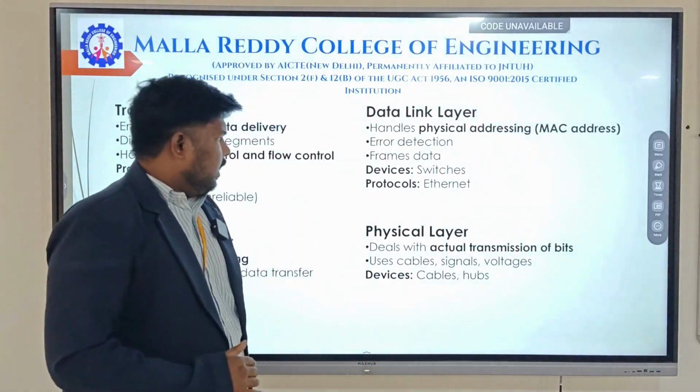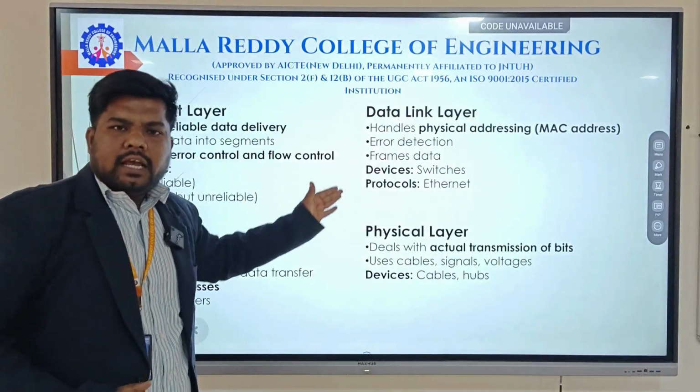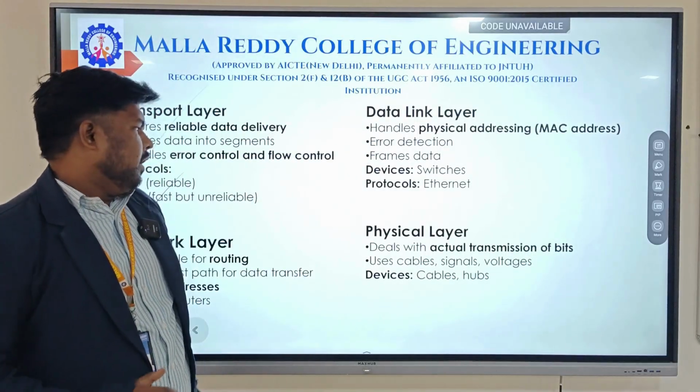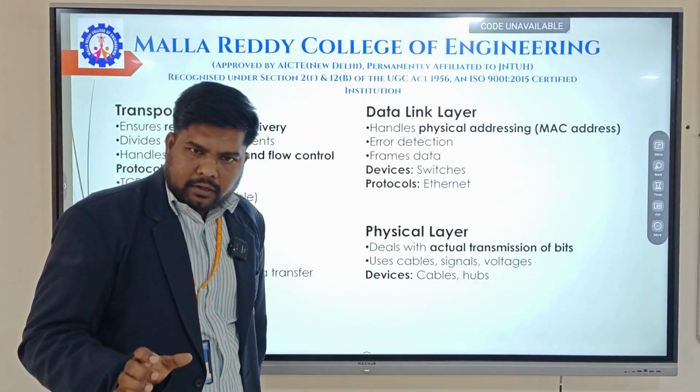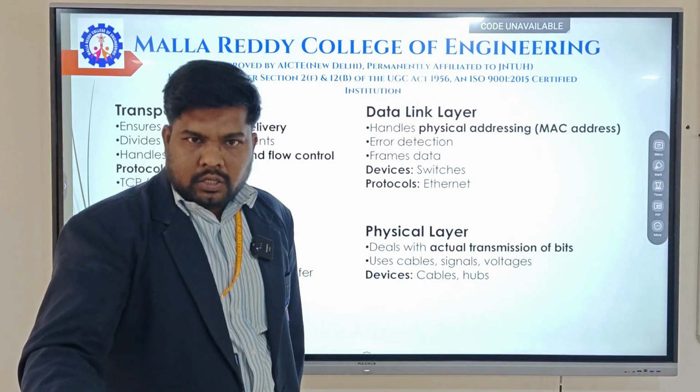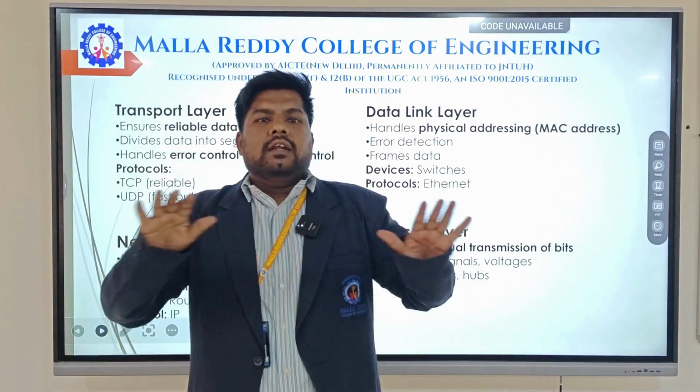Now coming to the physical layer. In the data link layer, the data is in the form of frames, which are handed to the physical layer that deals with the actual transfer of the data. The data is in the form of digits, zeros and ones. So these are the OSI layers.